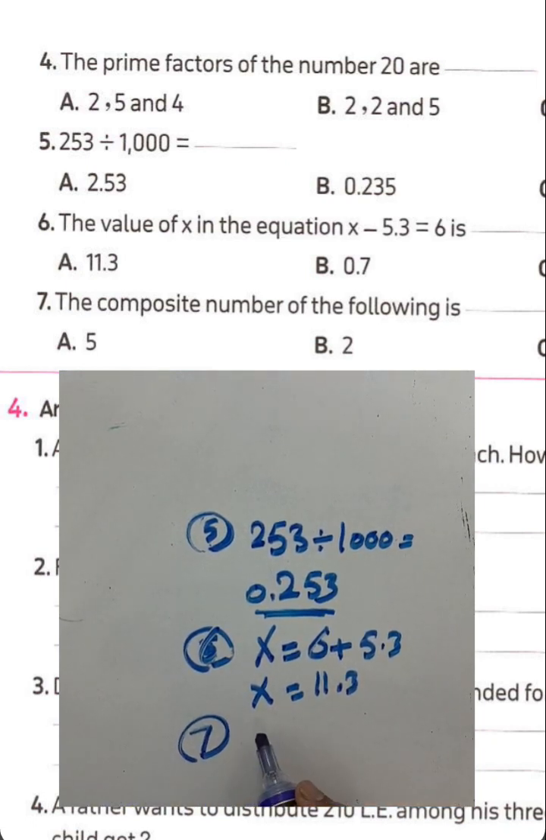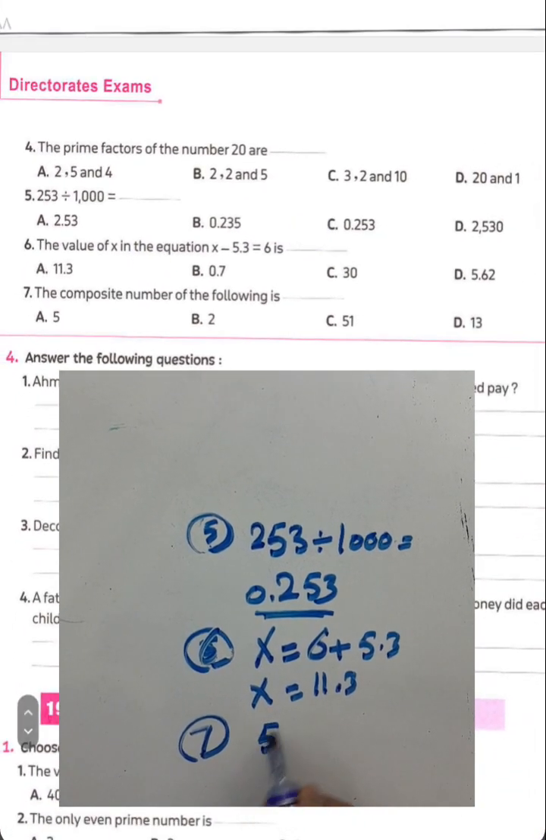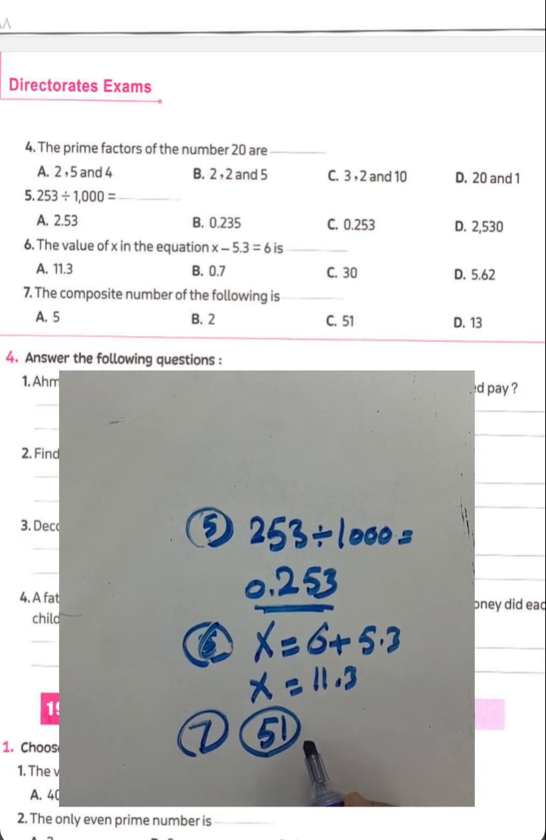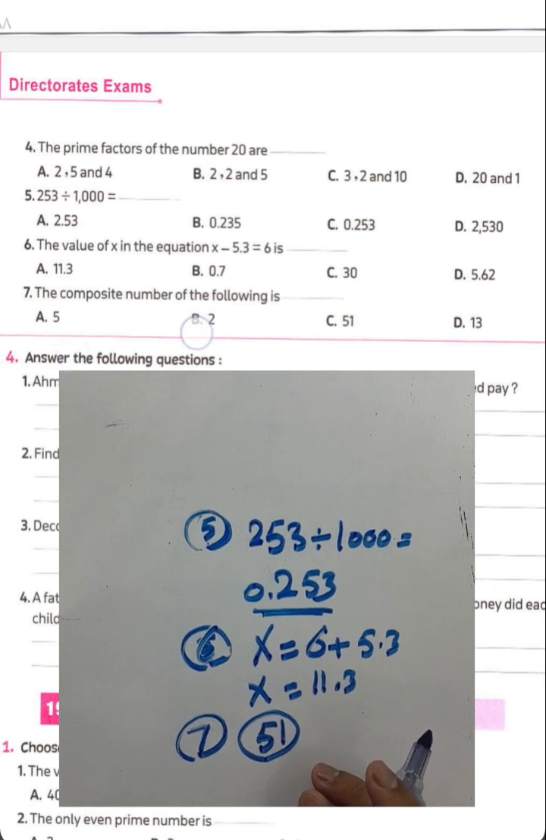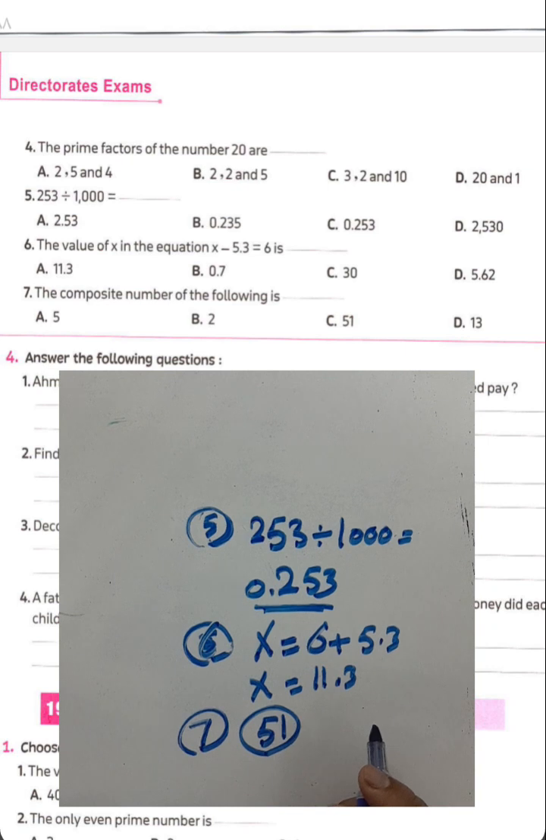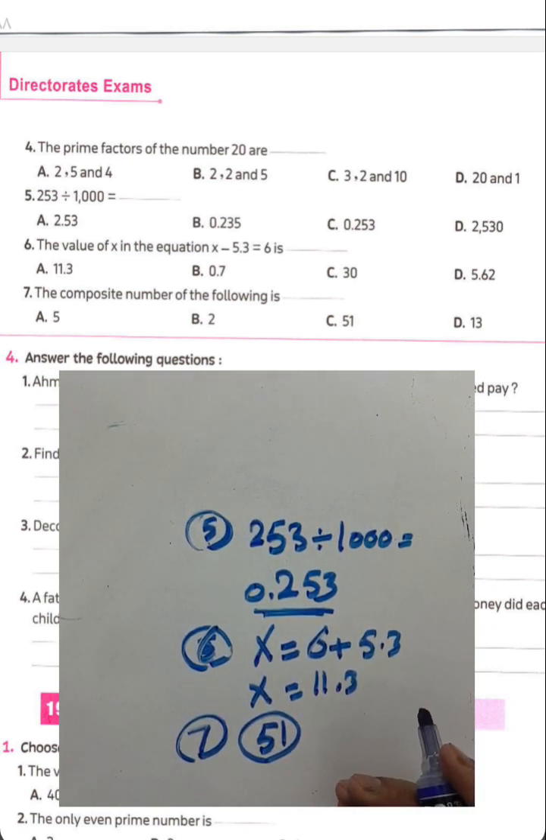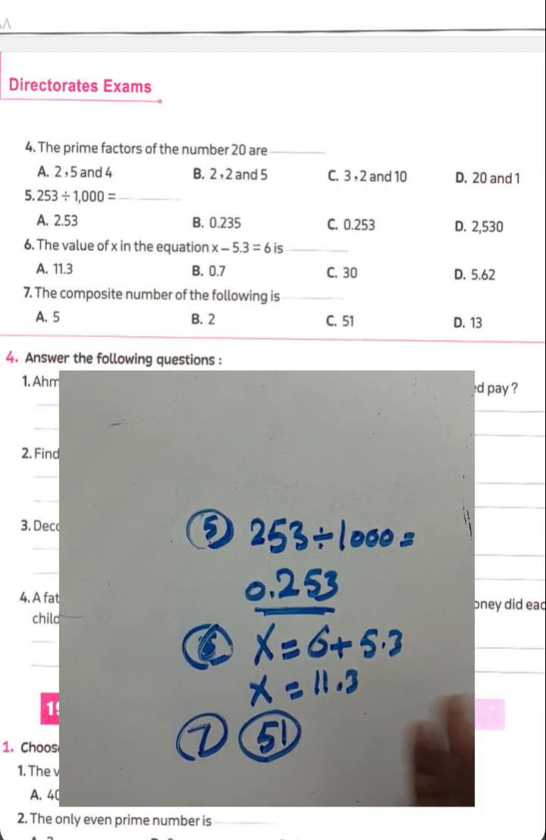Question 7, the composite number of the following is what? Composite means which number is not a prime number. It will be 51. 51 can be divided by 3. Then 51, we call it a composite number, not a prime number. 5, 2, 3, we call them prime numbers. But 51 is not prime, because any prime number has only two factors. But 51 has more factors. So 51 is not a prime number, we call it composite.